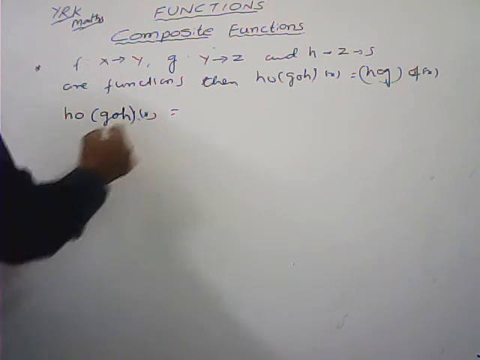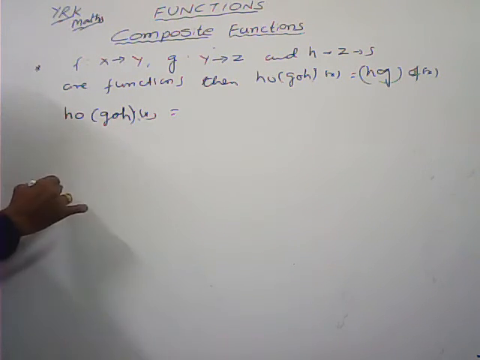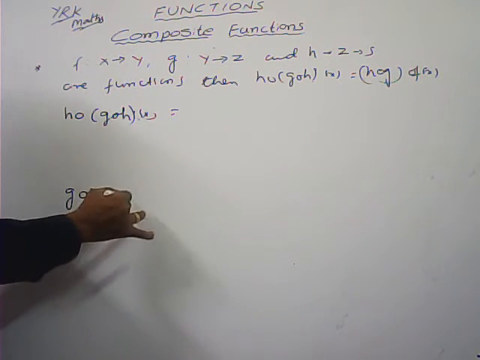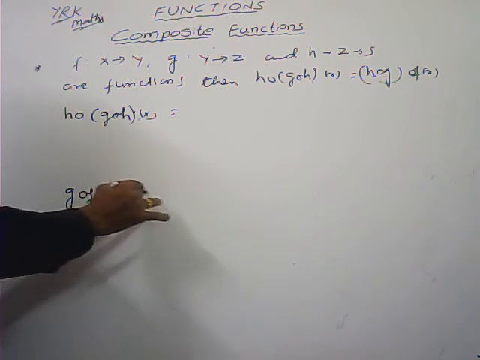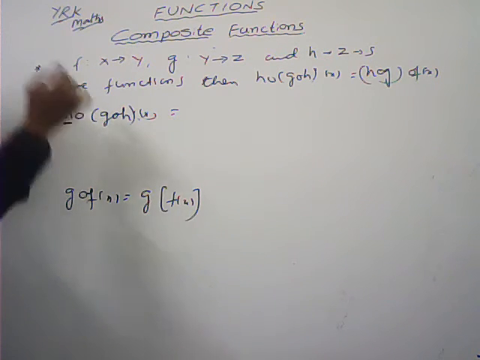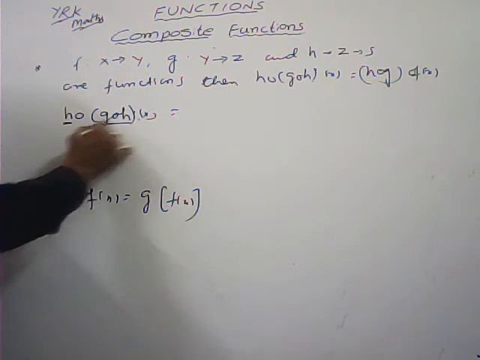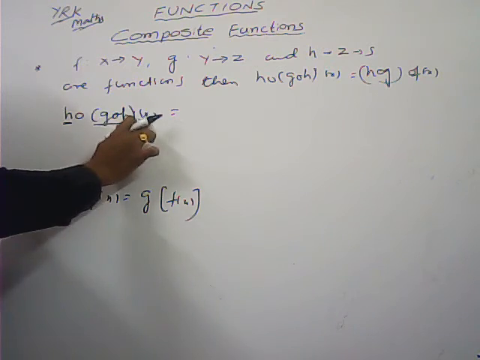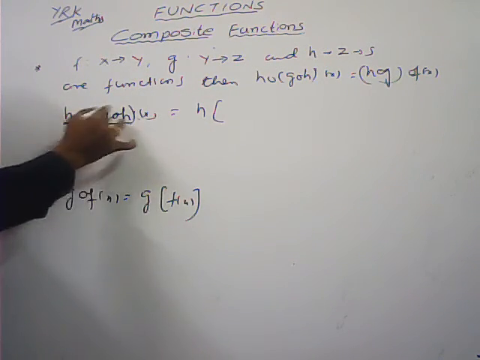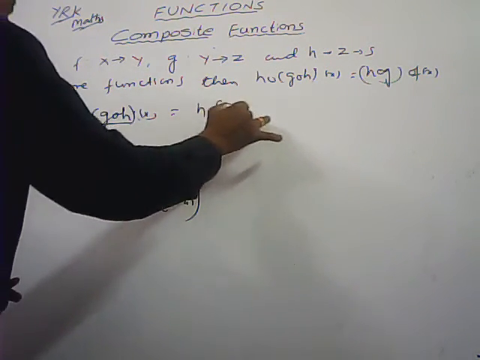Now that is equal to, see here, previous G circle F of X equals, how we define that one? G of F of X. So this one you can consider G, this is F1. G circle F of X. So G of H of F of X. This is F of X. G circle H of X.